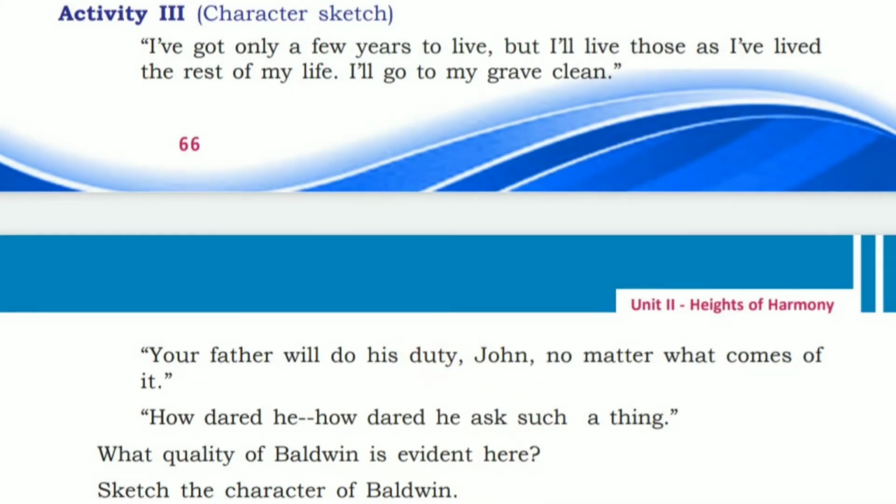Now let's go to the third activity. Activity three is character sketch. Here you are asked to prepare a character sketch of the protagonist of the play, Robert Baldwin. What quality of Baldwin is evident here? Sketch the character of Robert Baldwin.